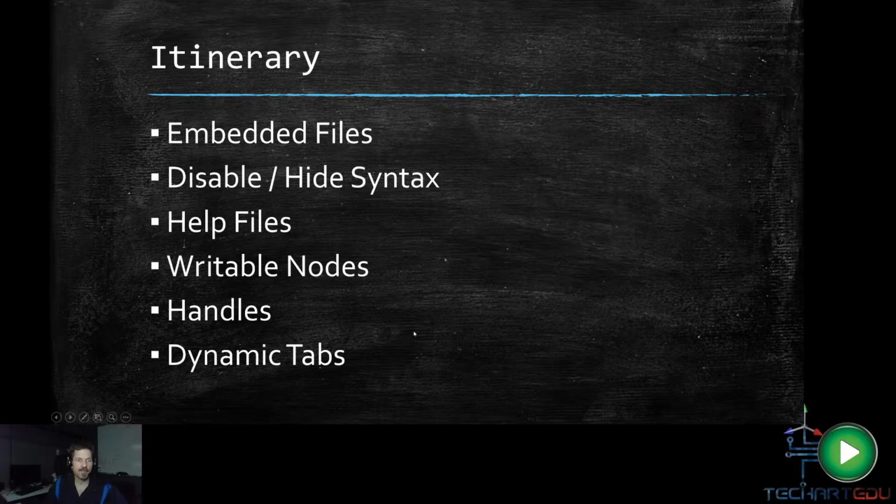You can, when you thought that your digital asset was locked, actually get by that a little bit, and you can create certain nodes that are writable, and we'll go into that. We will go into creating handles. Well, actually, we already covered handles a couple weeks ago, so I'm going to create a reference to that. And then we're going to show how to do dynamic tabs inside of your digital interface, also known as multi-parms. All right, so let's get this show on the road.